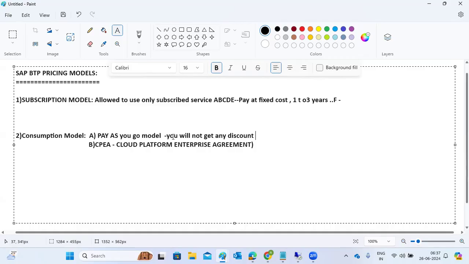So, no upfront, no advance investment. Pay only when you use it. No discounts you will get here. So that is the pay-as-you-go model.